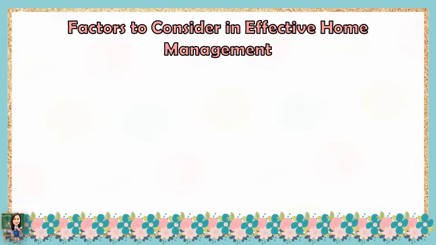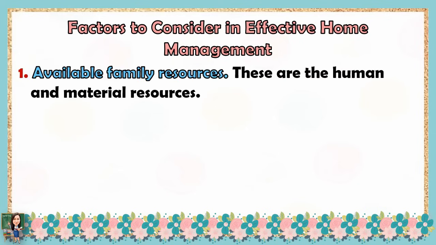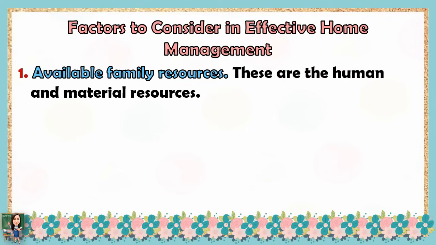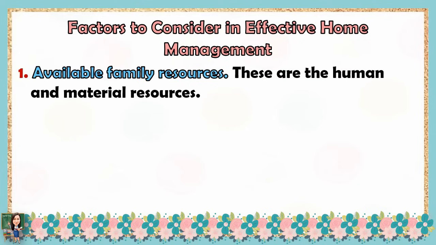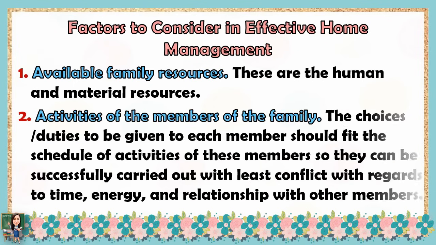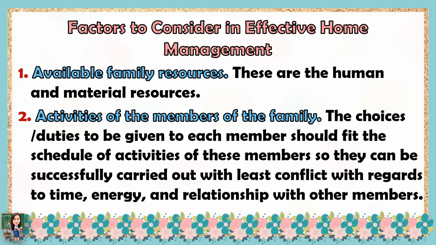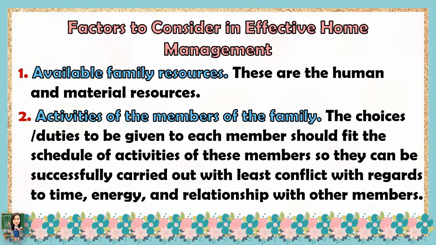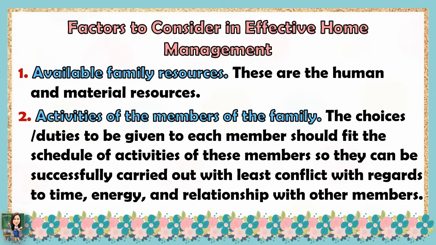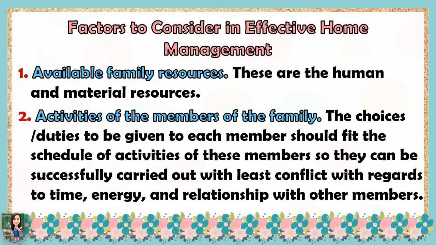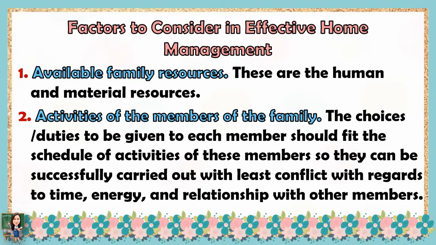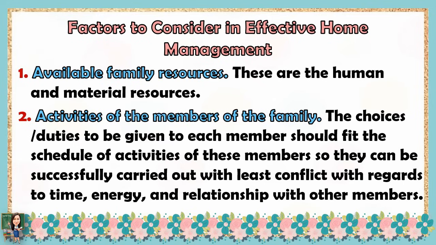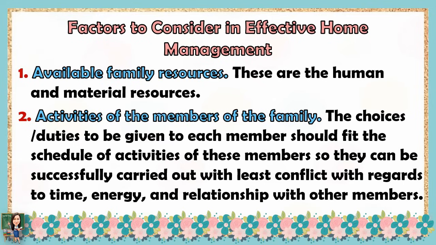Here are factors to consider in effective home management. Number 1, available family resources. These are the human and material resources. Number 2, activities of the members of the family. The choices or duties to be given to each member should fit the schedule of activities of these members so they can be successfully carried out with least conflict with regards to time, energy, and relationship with other members.